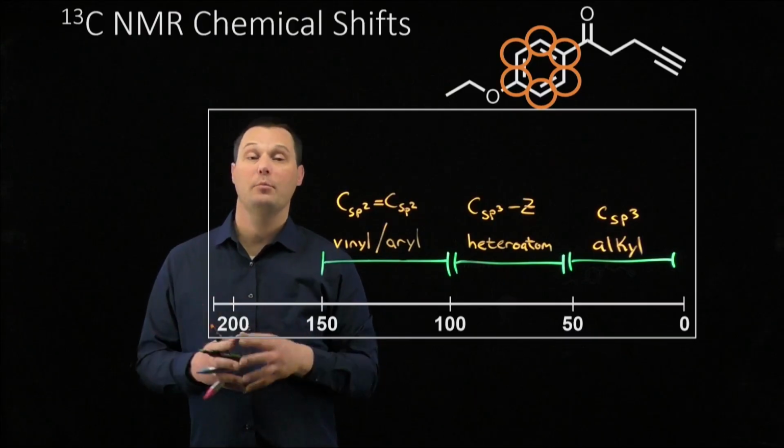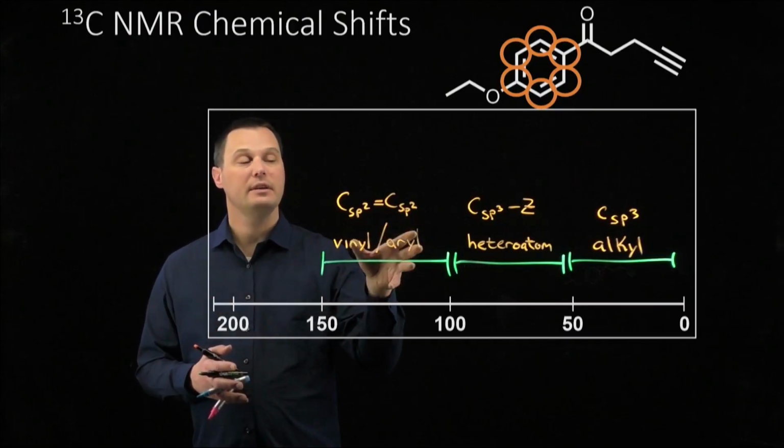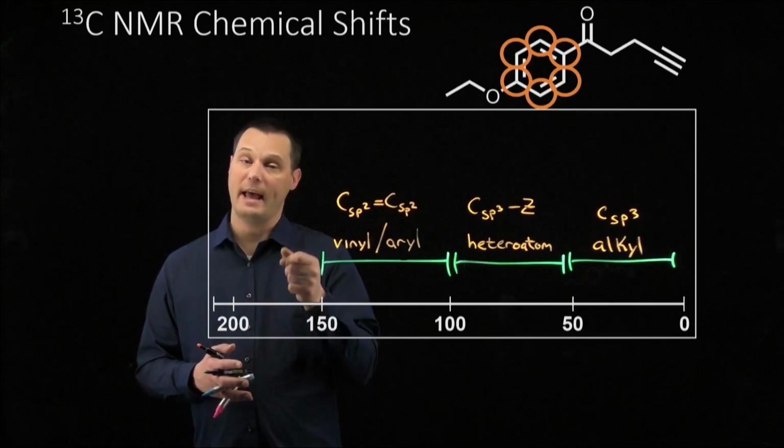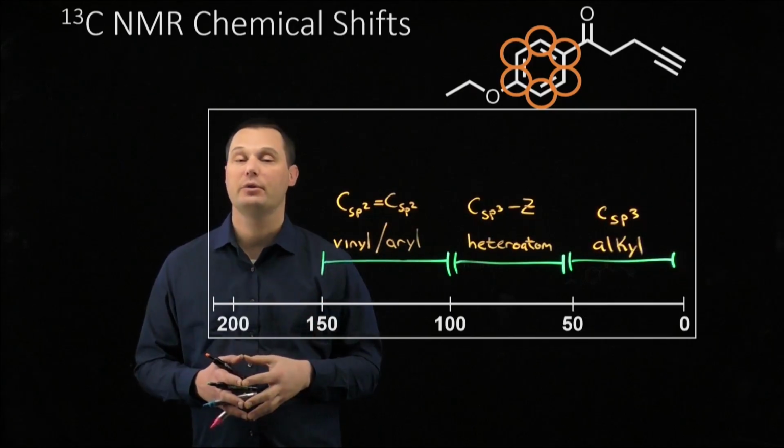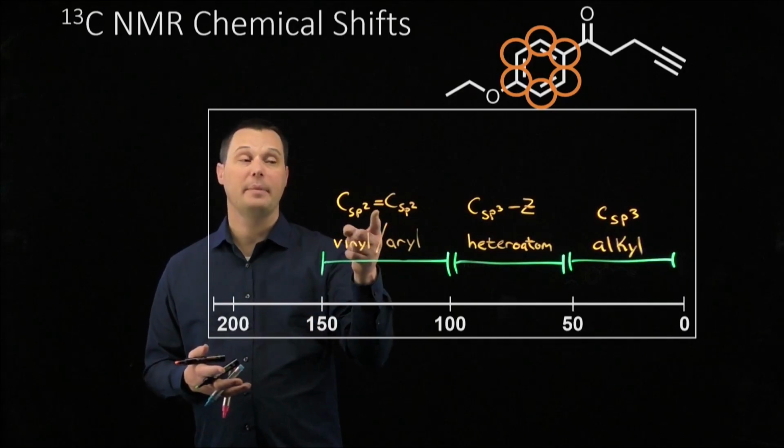One other misconception I'll point out here for this region. We will see a unique signal in this region for every individual carbon atom that's sp2 hybridized bonded to another sp2 hybridized carbon, not every pi bond.